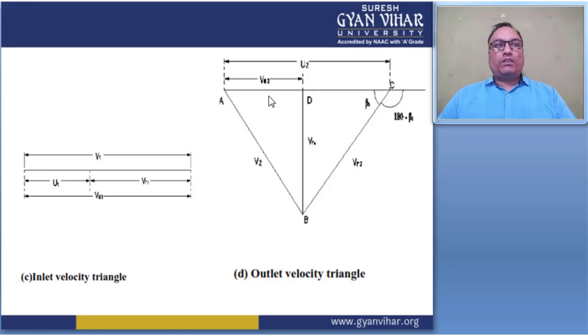Here are the different components of velocity: U, VW, V1 and VR1. These are the radial and transverse velocity components. The velocity triangle gives information about the different kinds of velocities used in this Pelton wheel turbine.